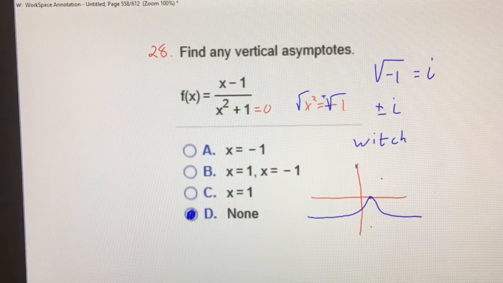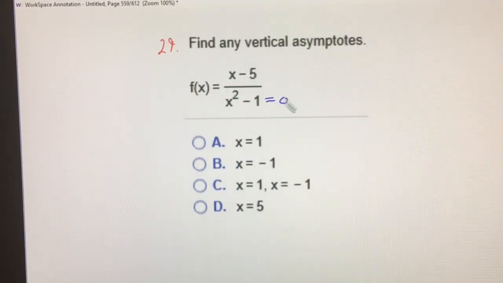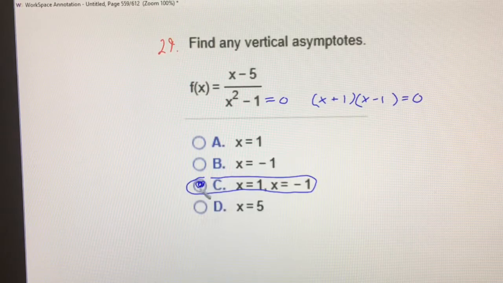Kind of neat. This one, vertical asymptotes, I set the bottom equal to 0. I can factor that. Other people solve it for x, or you can factor it. That's going to be +1, -1. Difference of two squares, so that's going to be choice C. The horizontal would be, the degree of the top is smaller than the degree of the bottom, so the horizontal would be y equals 0, but it doesn't ask for that.